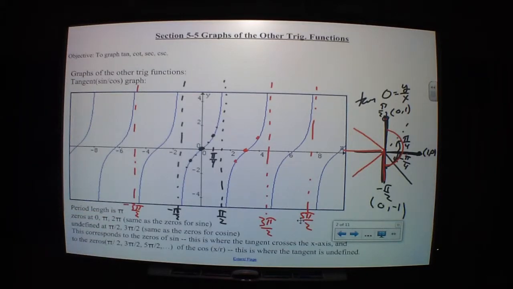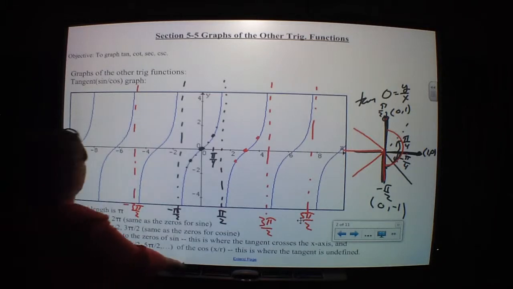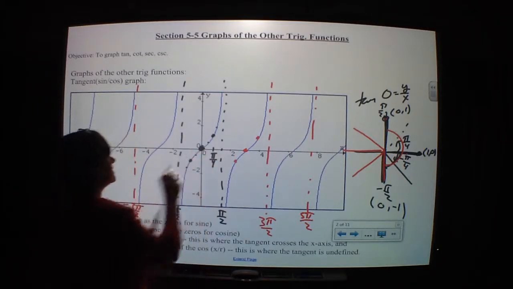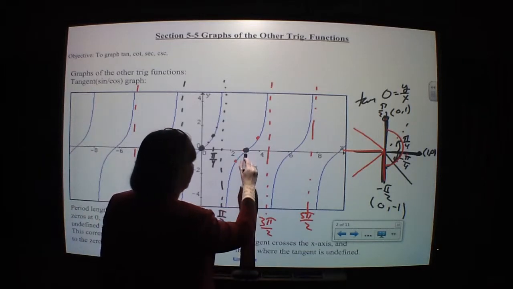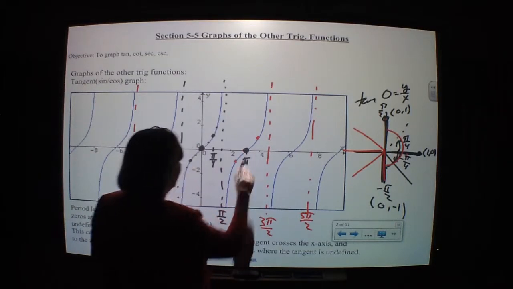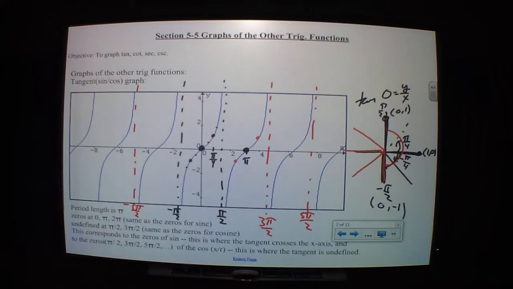At 0, pi, and 2 pi, at those zeros there, at 0, that right there is pi, 2 pi, and so forth. Those are my zeros for tangent. They're also the zeros for sine.